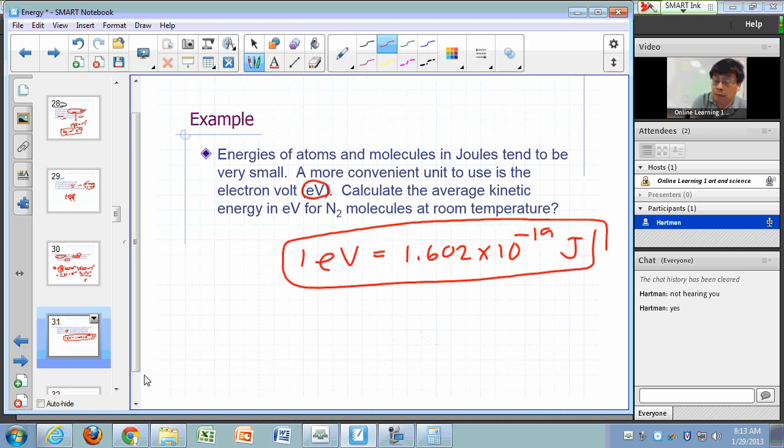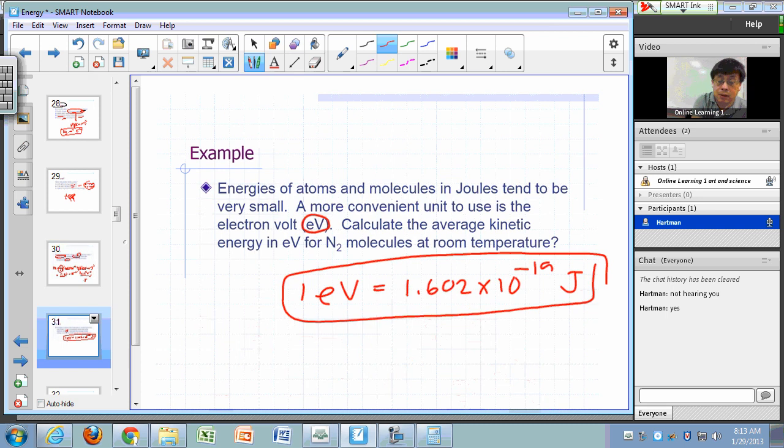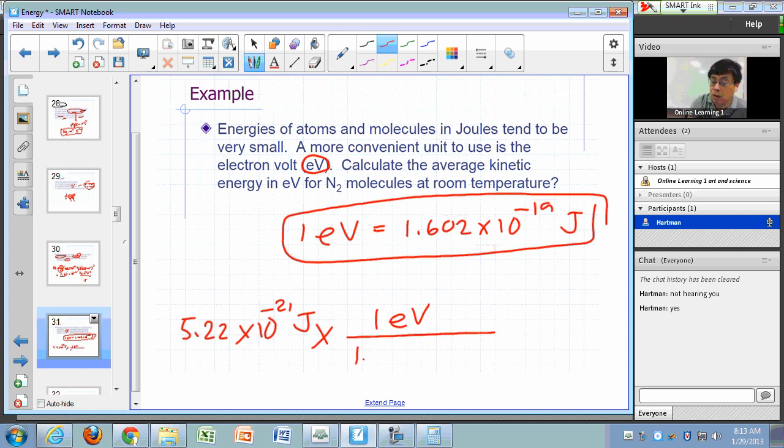So what did we have earlier? 5.22 times 10 to the negative 21. So let's convert that to electron volts. 5.22 times 10 to the negative 21 joules. Our conversion factor is going to be 1 electron volt over 1.602 times 10 to the negative 19 joules. So joules cancel out, and this gives us how much?